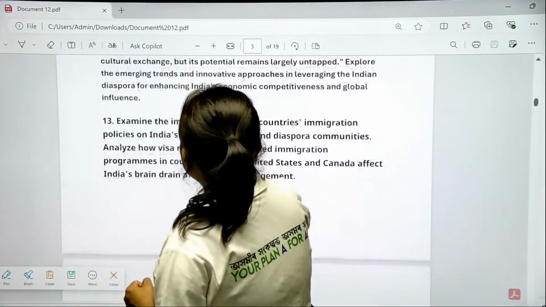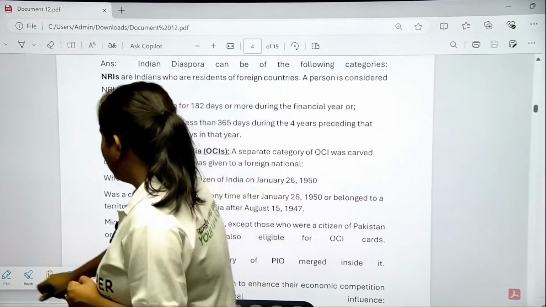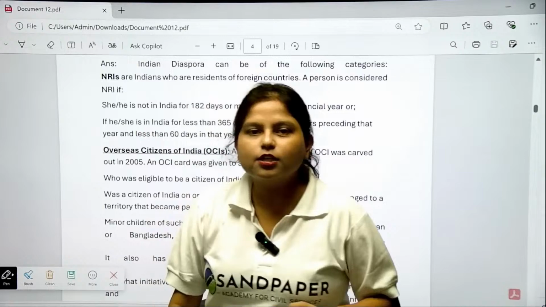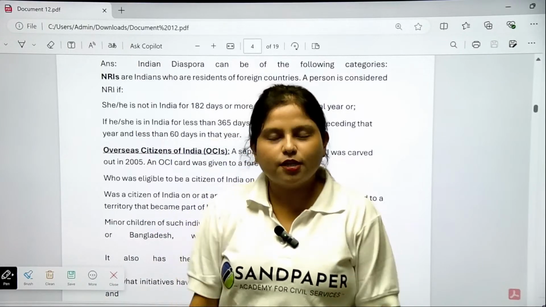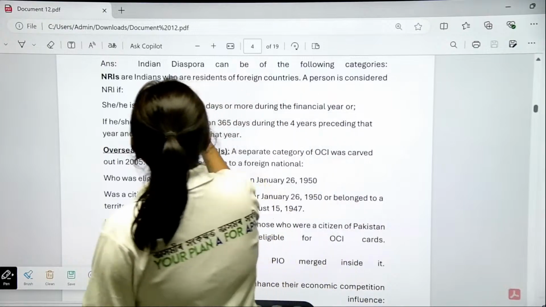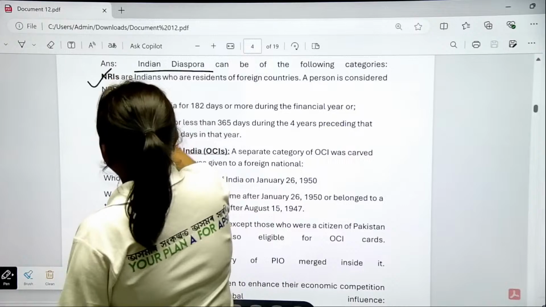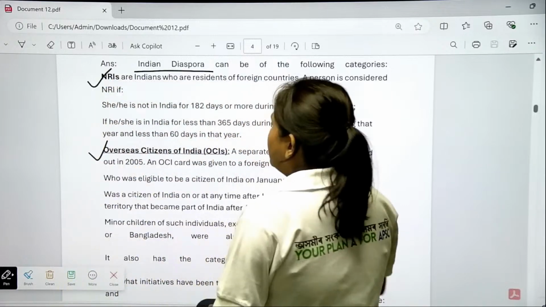So in the introduction, what should we have written? We should have written what is the Indian diaspora at the first. Indian diaspora, people who live outside, are the Indian diaspora. It is better if you have defined the Indian diaspora. The Indian diaspora has two categories: NRIs and overseas citizens of India.